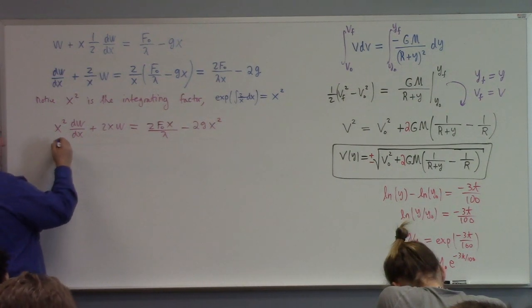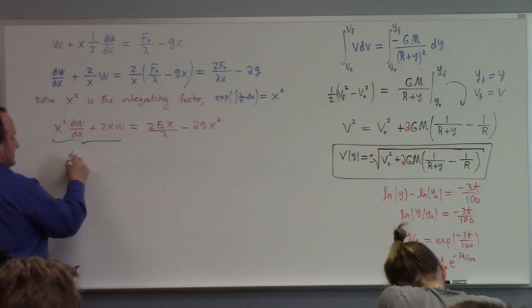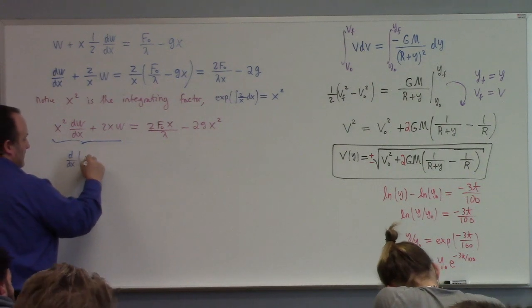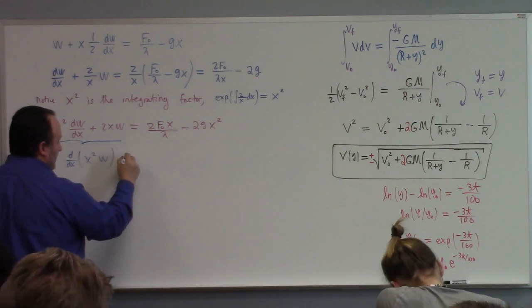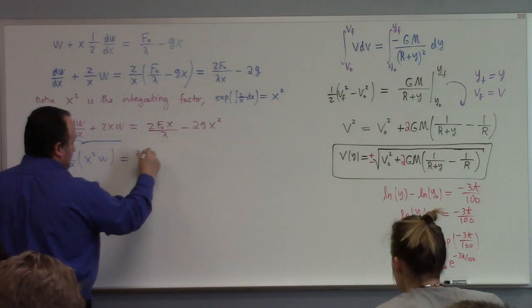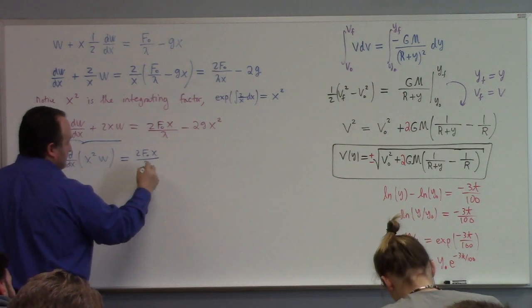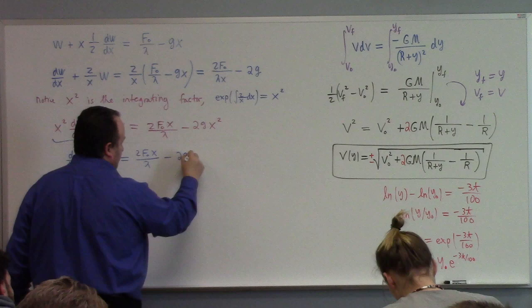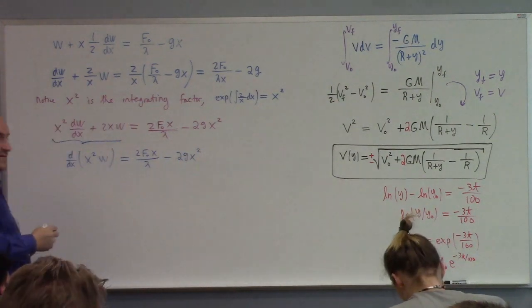And the proof's in the pudding, right? I mean, it worked. So this is d/dx of x squared times w. So you can see that I was right in my calculation of the integrating factor. Because if I hadn't been right, this reverse product rule wouldn't have worked for us.